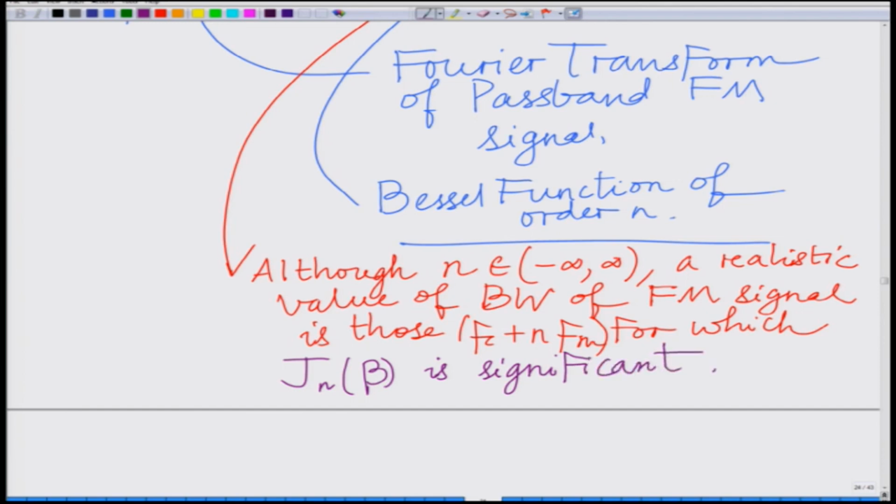So we have to choose an appropriate range of n, or an appropriate range of these frequencies, for which J_n(β) is significant, that captures most of the signal power, most of the passband FM signal power. That gives us an estimate of the bandwidth of this FM signal, and then we can calculate various other quantities.